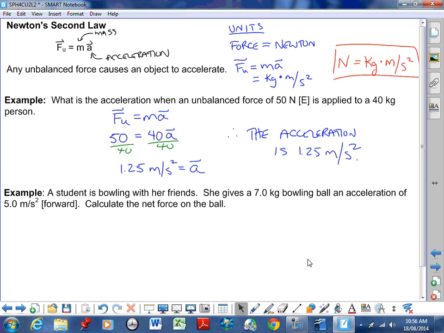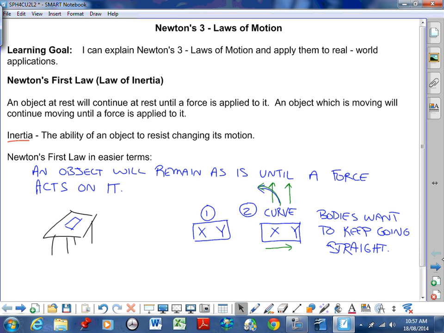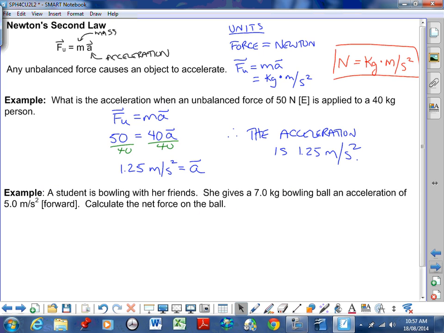Now, that first law that we were talking about, there's no math involved with it. There'll be some concept questions. There's no equations. Newton's second law has equations tied or linked to it.